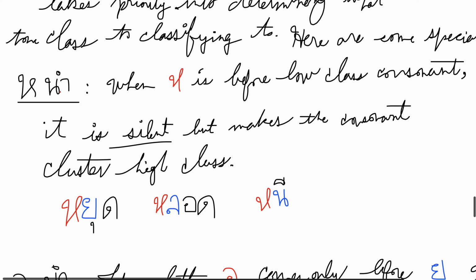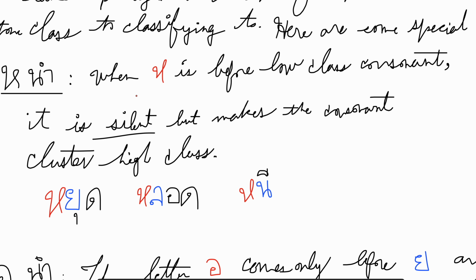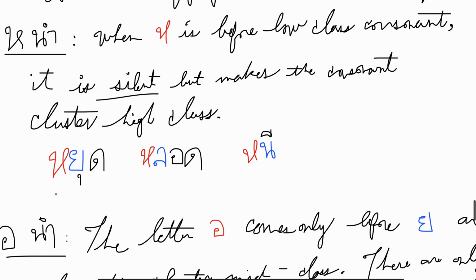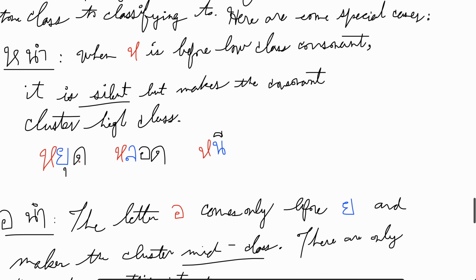We have the ho hip, ho. This ho, you know, the high consonant. When the ho is before a low class consonant, it is silent, but it makes the other consonant high class. So we have this H is silent, but the next consonant is not silent. So what would it be? Well, of course, it's high, and it's dead, and there's no tone mark.